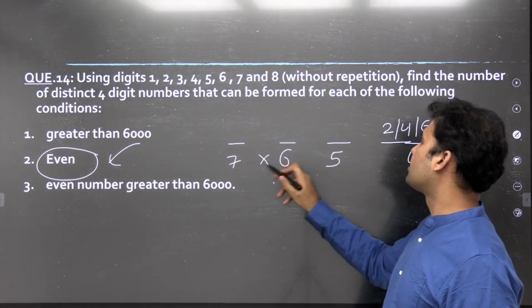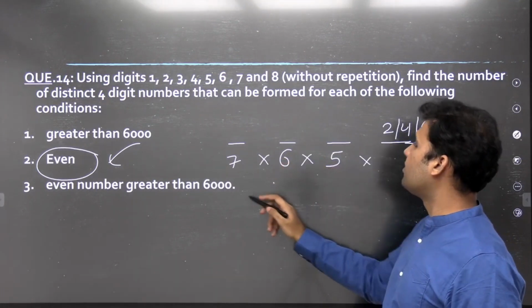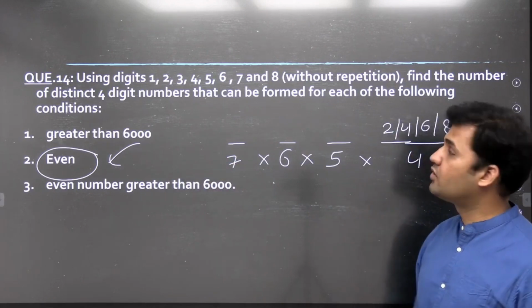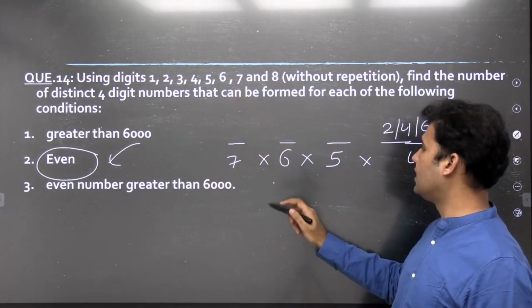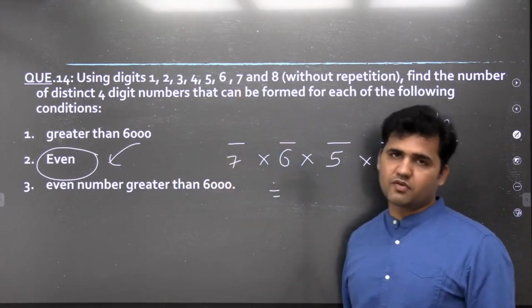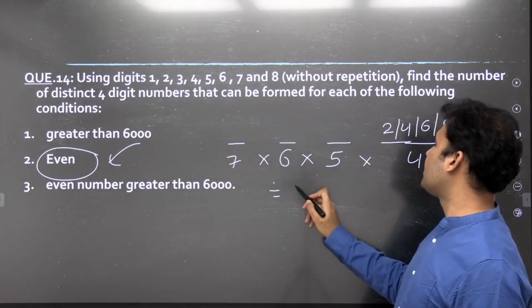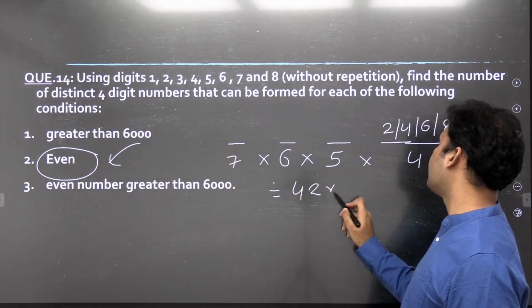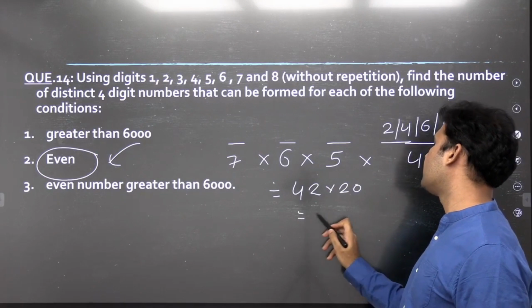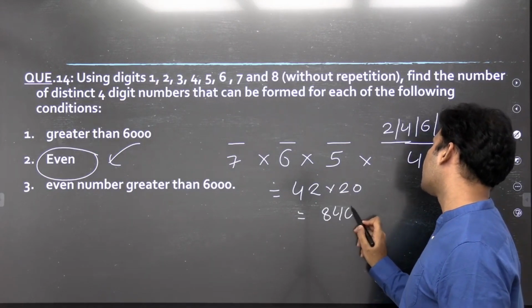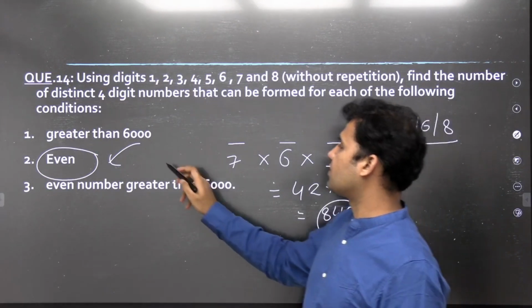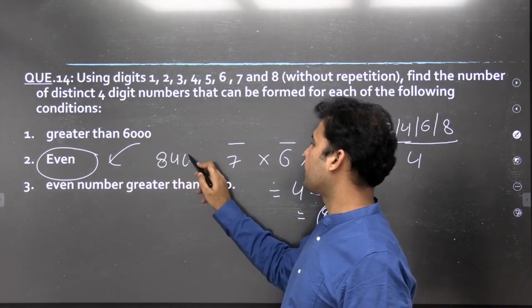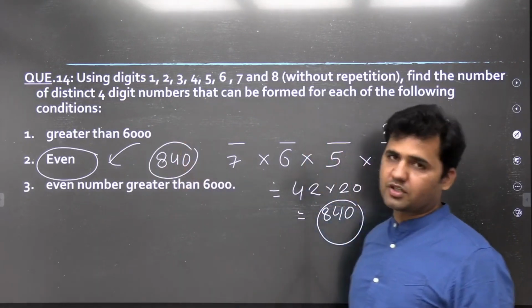So the total numbers which will be even, using these digits, and all of these will be 4-digit numbers, will be 7 into 6, 42, 5 into 4, 20, 42 into 20 is 840, so 840 is the answer of this question. 840. 630 was the answer of the first question.